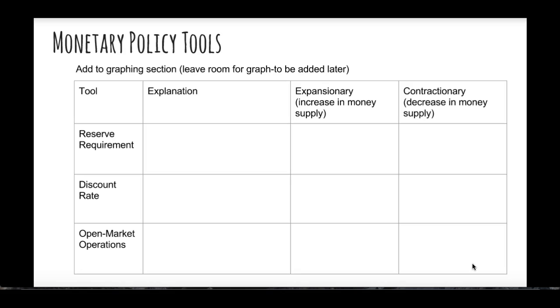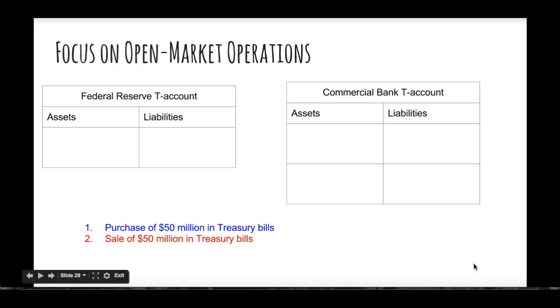Now, the only reason I'm continuing on with this video is because I did have this question: how do open market operations actually affect the T accounts? You'll notice that there is an added T account over here for the Federal Reserve. The Federal Reserve has their own T account. So before we talked about the assets and liabilities of a commercial bank. For the Federal Reserve, you can talk about the assets and liabilities of the Fed.